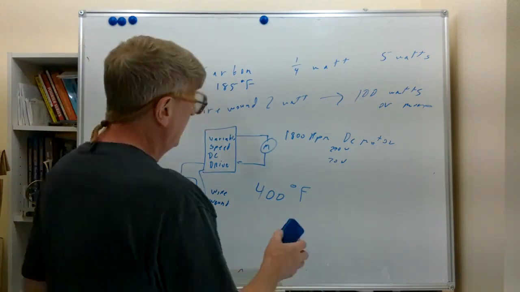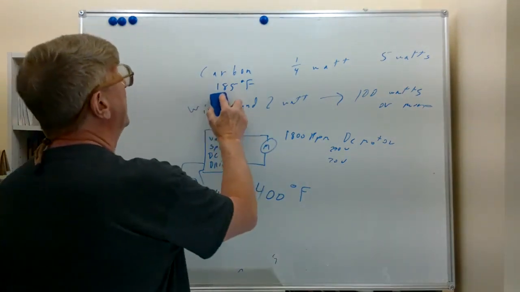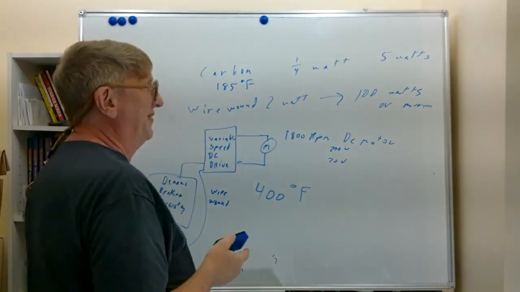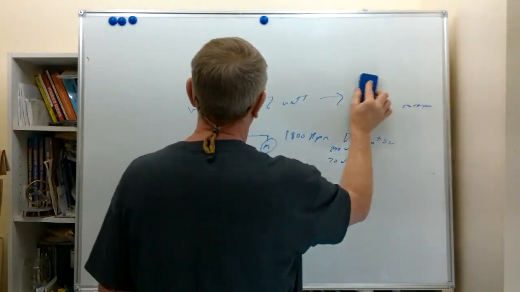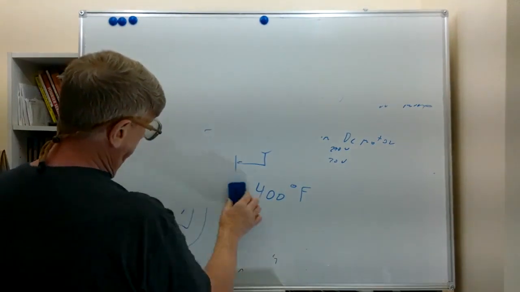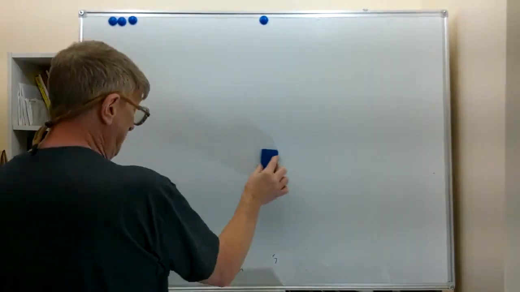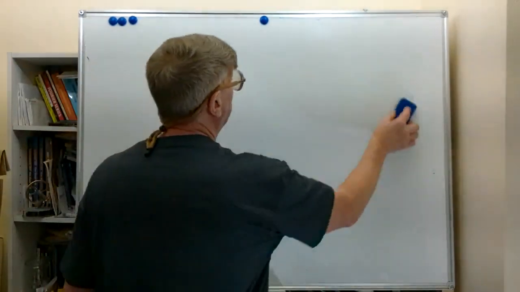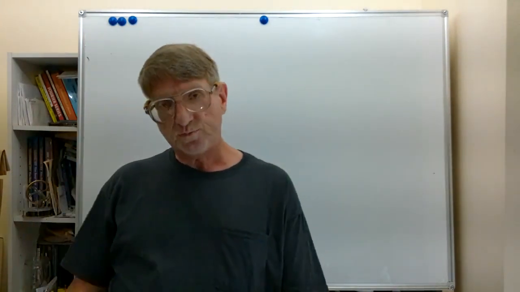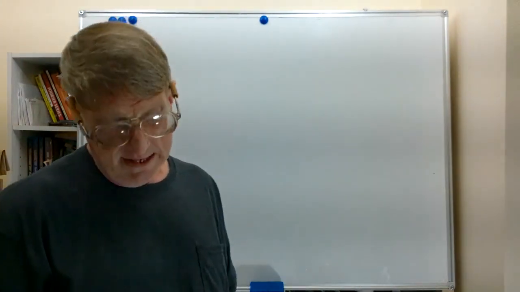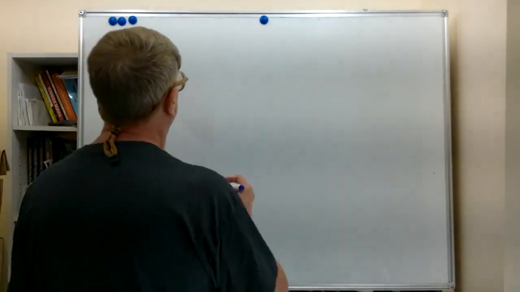If you run this too hot, it'll probably burn open. Run this one at, say, 212 Fahrenheit, and it's not going to last long. It might burn open or change value. So there's a rating at which these resistors can survive, but the wire wound one can survive a significantly higher temperature than the carbon resistor. Now, we're going to talk about how resistors combine in series and parallel.